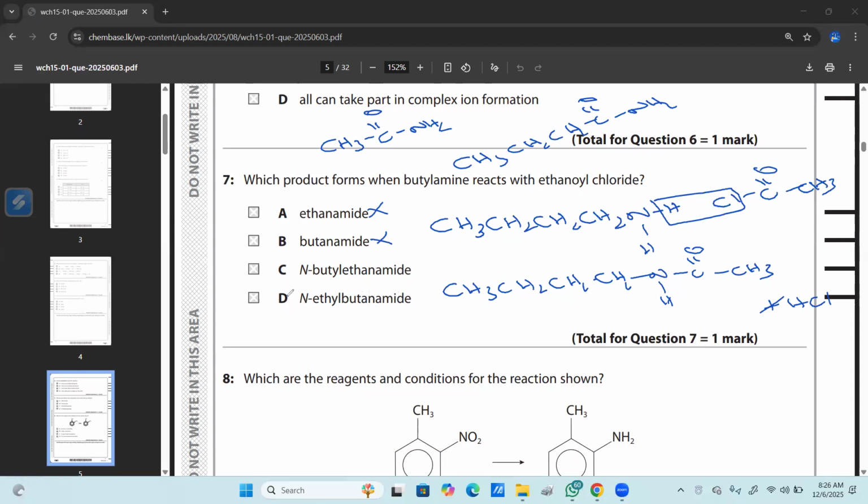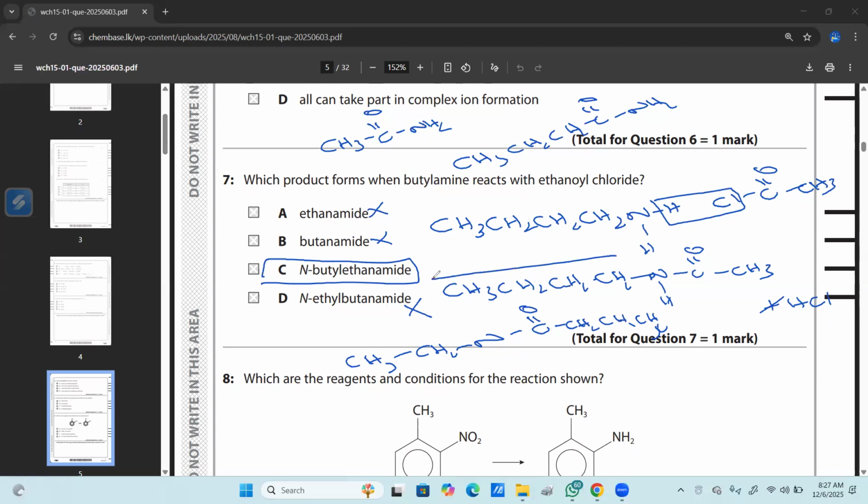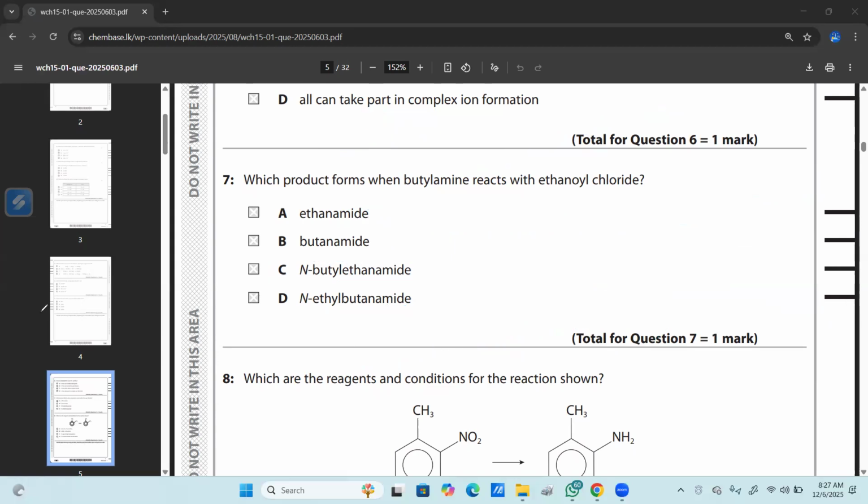So what is the difference? N-ethyl means the nitrogen should be connected to an ethyl group. Butanamide means the amide group should have 4 carbons, something like that. So that is also not the correct answer. The correct answer is N-butyl, because N is connected to 4 carbons. N-butyl ethanamide, so C is the correct answer.